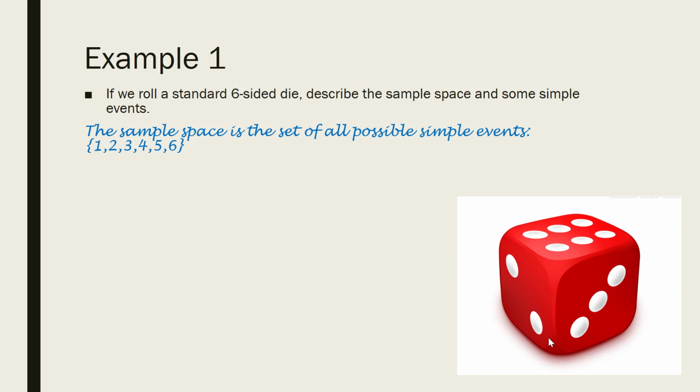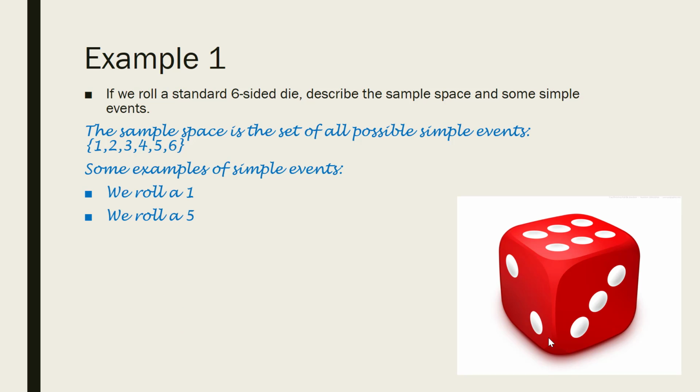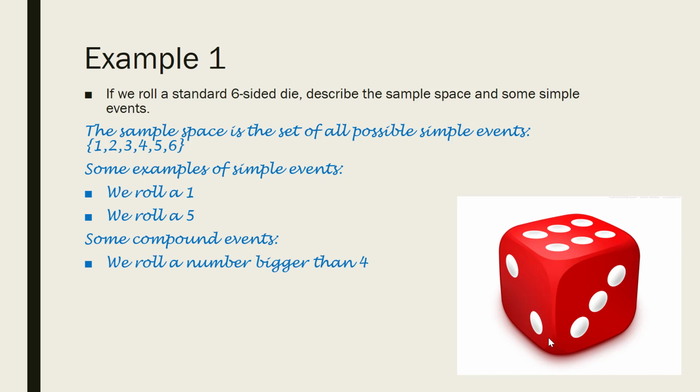So here are some examples of some simple events. We roll a 1, that's a simple event. We roll a 5, that's a simple event. Now, something different than a simple event would be compound events. So here are some examples of compound events. It's kind of like the opposite of a simple event. We roll a number bigger than 4. So there are more than one number bigger than 4 on this die. And so it's not just a simple event anymore, it's now a compound event. Another example of a compound event would be we roll an even number.